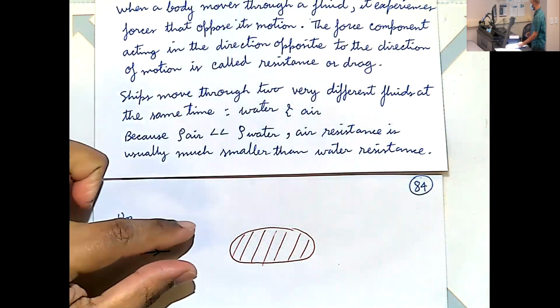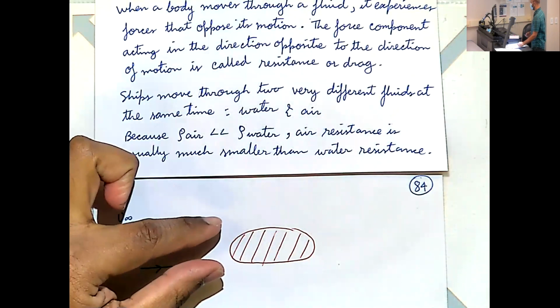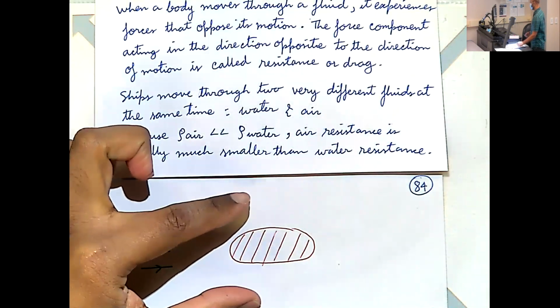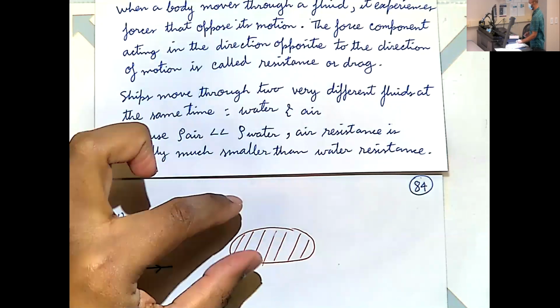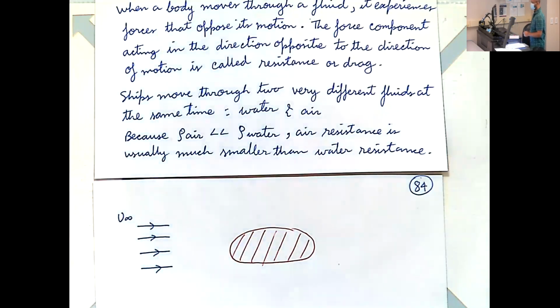the flow will come, it'll notice the object, it'll go around, and at some point, the boundary layer will separate. Okay, boundary layer, you know what boundary layer is? Have you heard the term boundary layer? Flow separation?